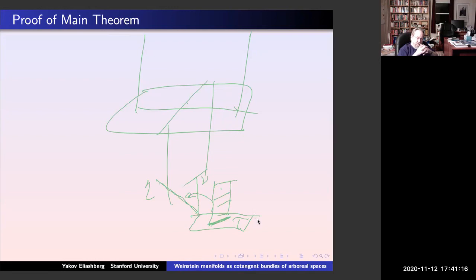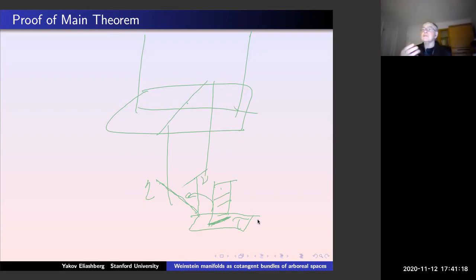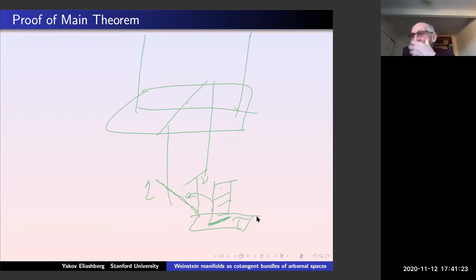Yes, sir. So what is the relation of this to Reeb shadows? Yeah, of course, that's something we discussed. Interesting. So what is the relation? I don't know.